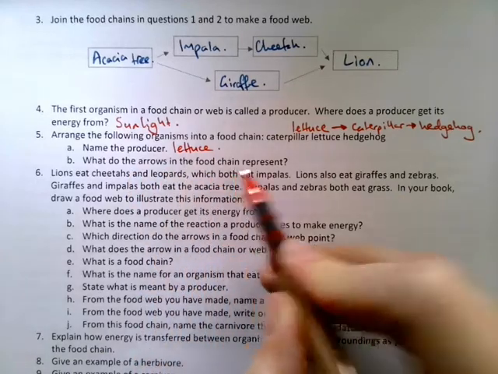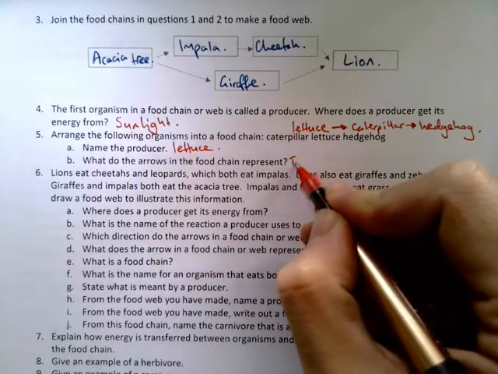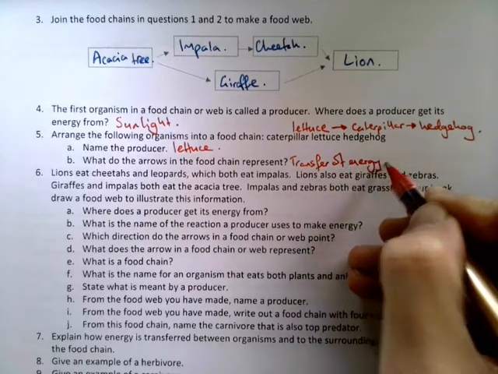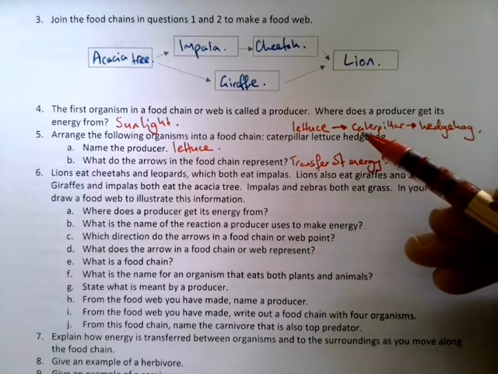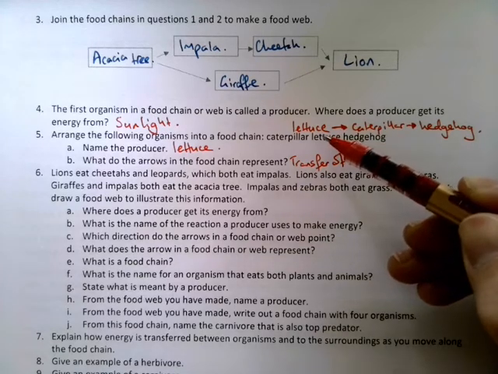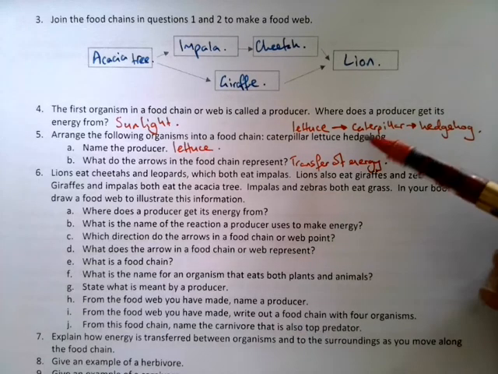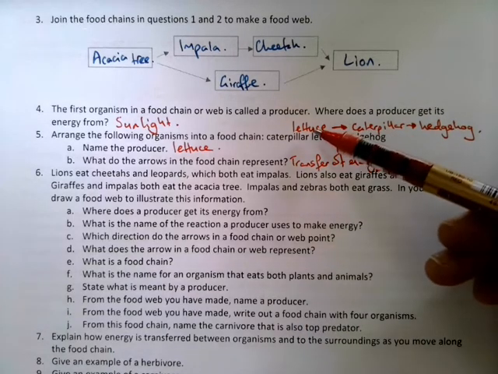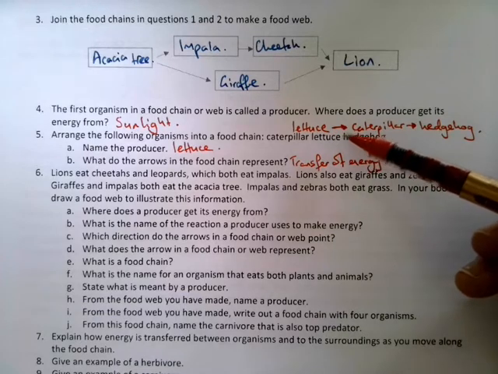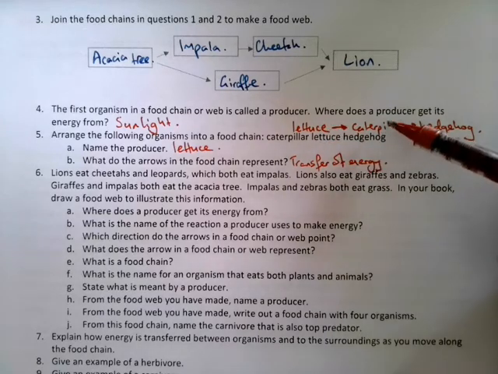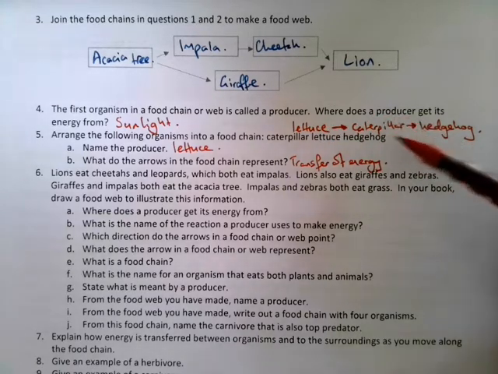What do the arrows in the food chain represent? They represent the transfer of energy. Now, some of you might have put something like, it shows which animal is eating the other animal. Now, while that is true, I can deduce from this that the caterpillar is eating the lettuce. The actual meaning of the arrow is transfer of energy. So it shows that energy that's in the lettuce is being transferred into the caterpillar, and the hedgehog is getting energy from eating the caterpillar.